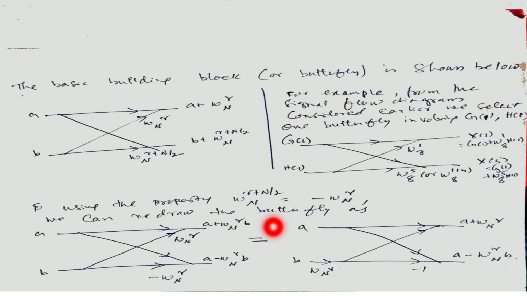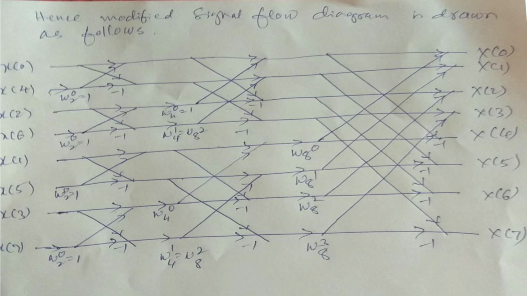Then we can take this Wn power R to the extreme left, and then we can draw the basic building block in this particular fashion. By using this building block, we can reconstruct the signal flow diagram in this particular fashion. So by making use of this signal flow diagram, we'll be able to compute the 8-point DFT of a given sequence x of n.